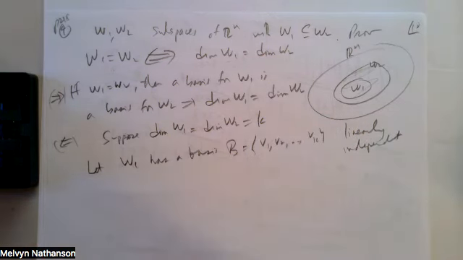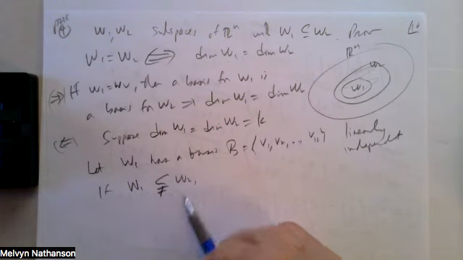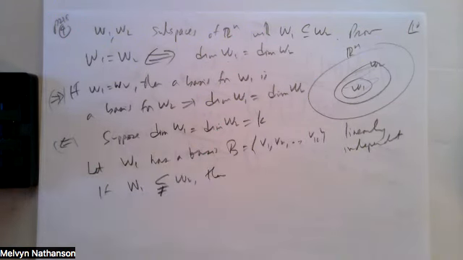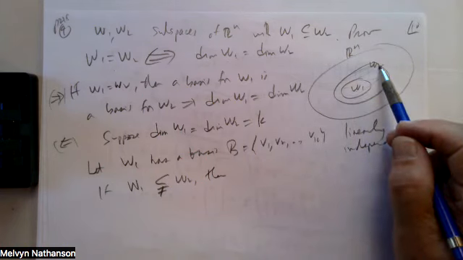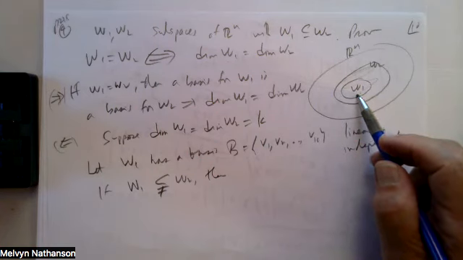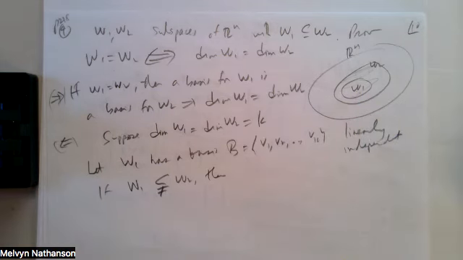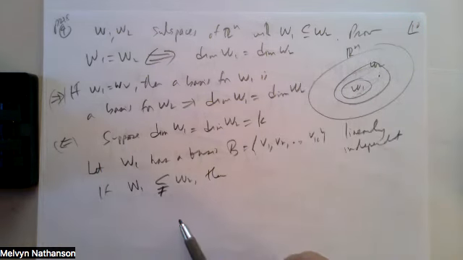Which are linearly independent. And if W1 is a proper subset of W2, then, so we already proved this, if you have a subspace contained in a bigger subspace, and you have a set of vectors that generate the subspace W1, then you can always find some other vector in the bigger subspace that's linearly independent from the previous one.